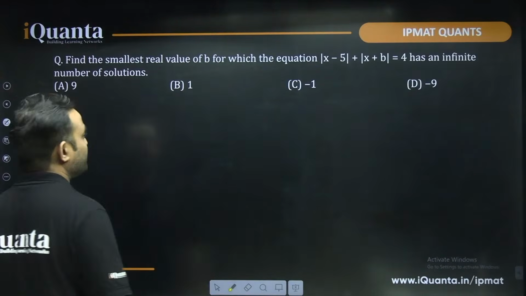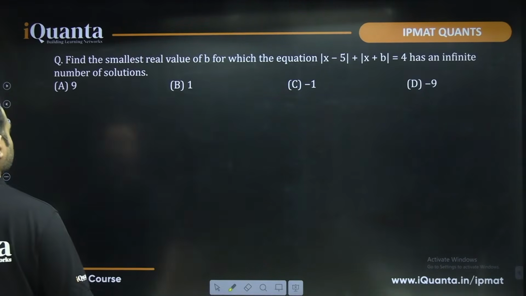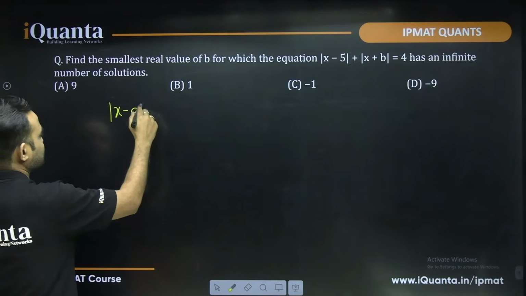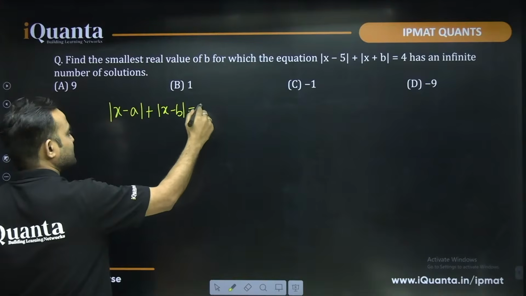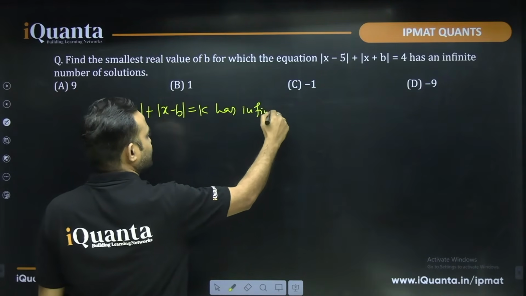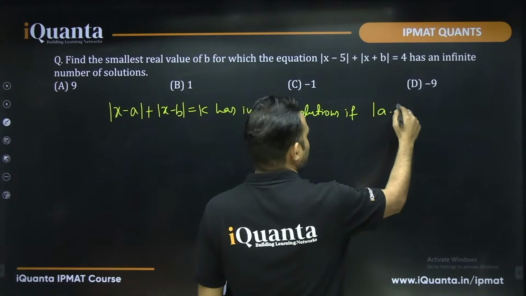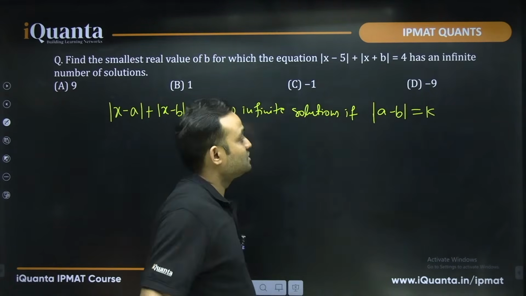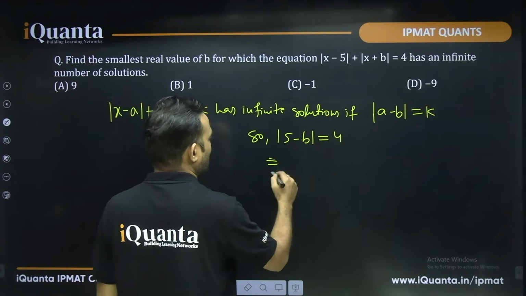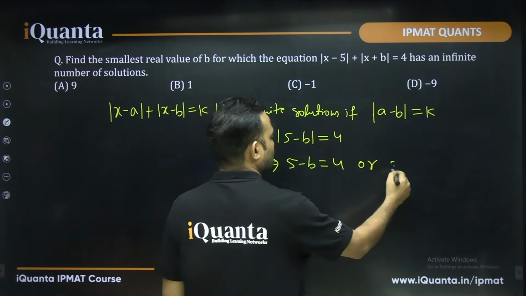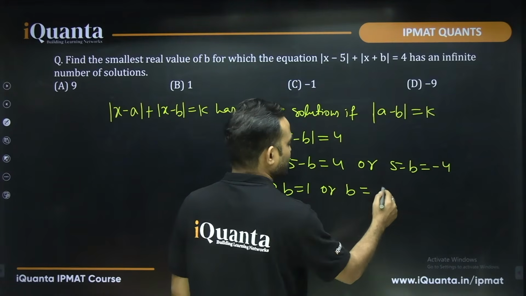Find the smallest real value of b for which the equation mod of x minus 5 plus mod of x minus b is equal to 4 has an infinite number of solutions. So what do we know? Mod of x minus a plus mod of x minus b is equal to k has infinite solutions if mod of a minus b is equal to k. So here mod of 5 minus b should be equal to 4, or 5 minus b should be 4, or 5 minus b should be minus 4. So b should be 1 or b should be 9.